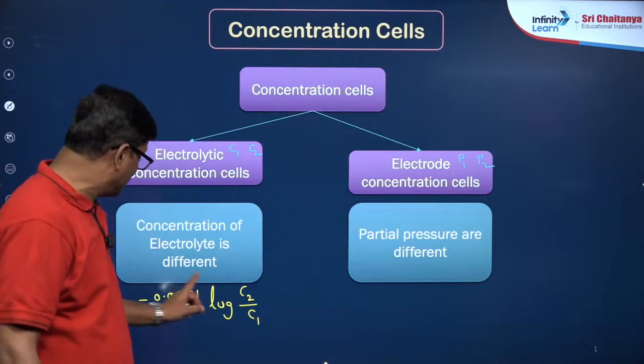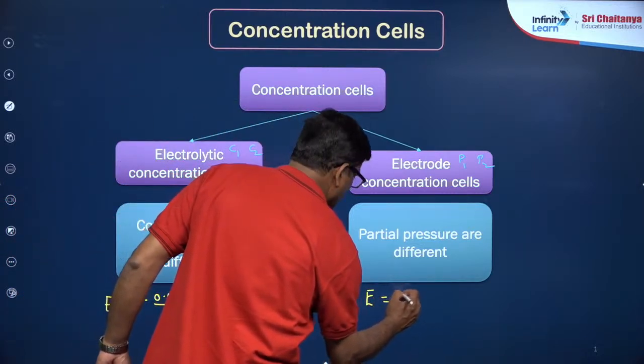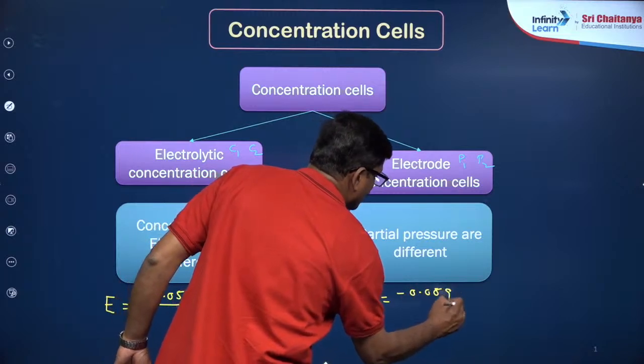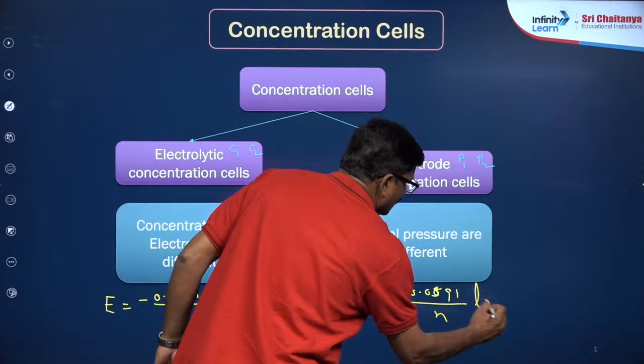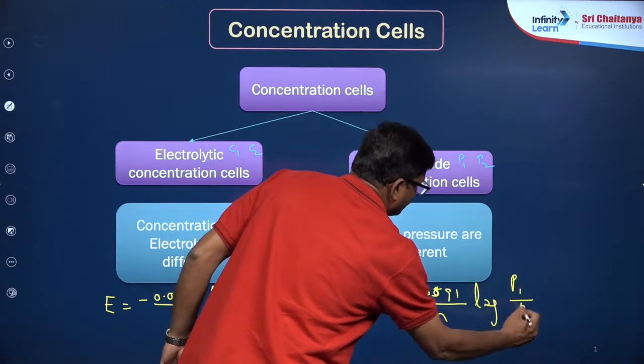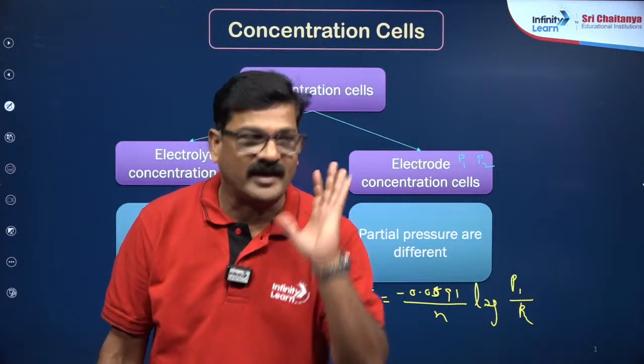If there is a partial pressure, it will also be like this: E is equal to minus 0.0591 upon n log of P1 and P2, where P1 is greater than P2. The partial pressures are taken in this case.